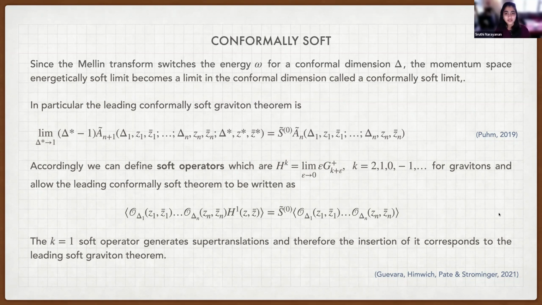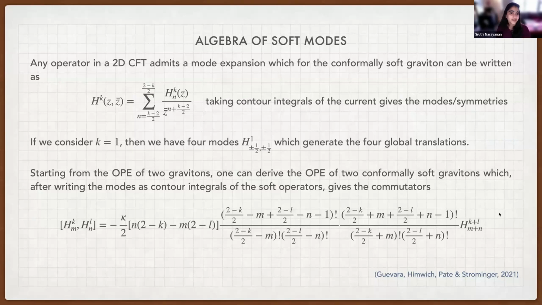Right. So we've gone from energetically soft to conformally soft. Now we get to one of the main results that we started with. If we start with all of these soft operators, these HKs, then any operator in a 2D CFT you expect to admit a mode expansion in Z and Z bar. So we can write down the mode expansion of HK, and here we've just written the Z bar mode expansion. So the modes here are actually in terms of Z. If we take contour integrals of both sides in Z bar, then we can get the modes H and K from the HKs.